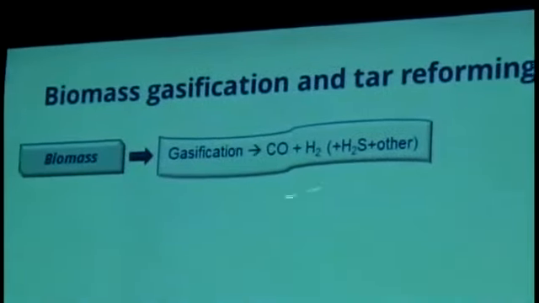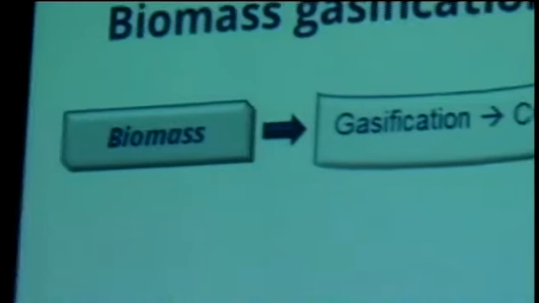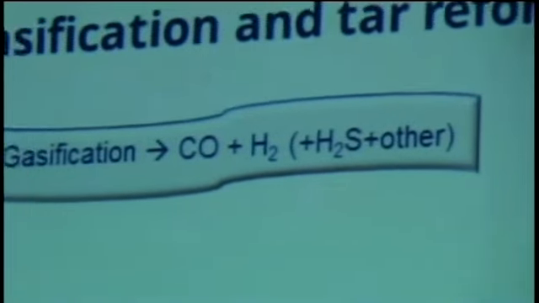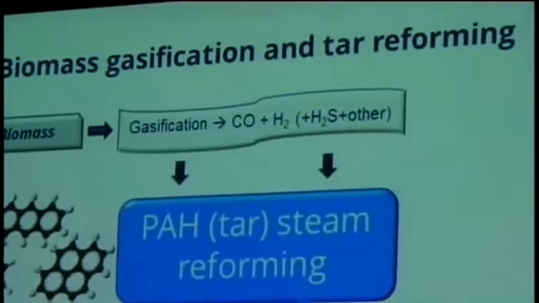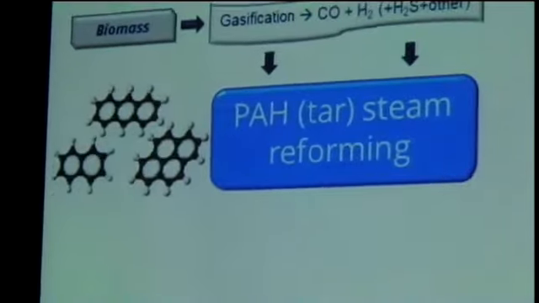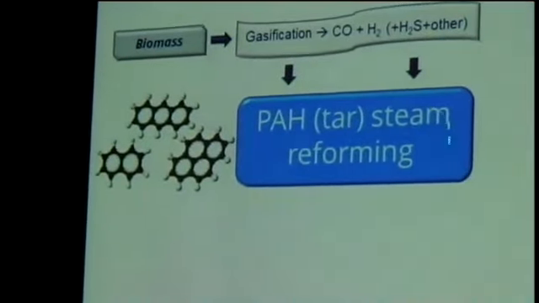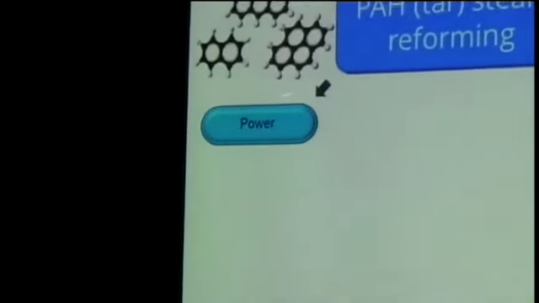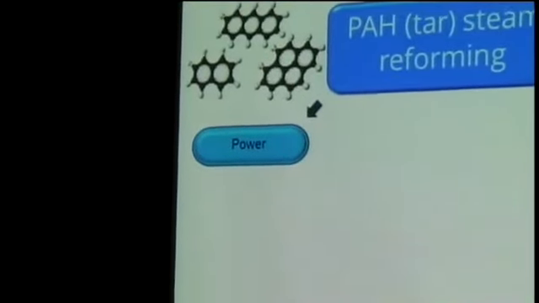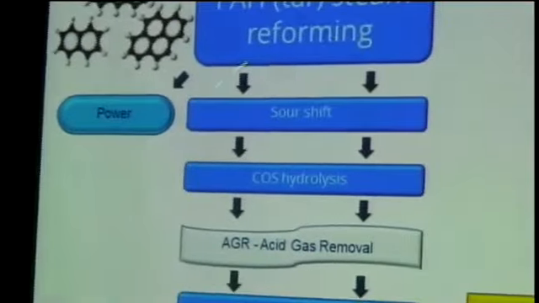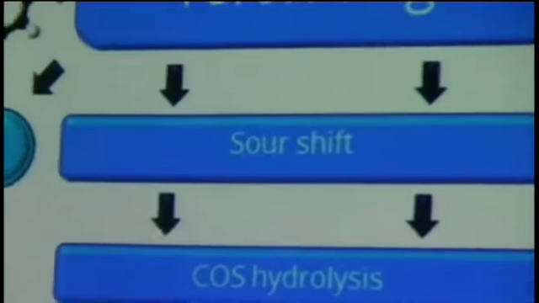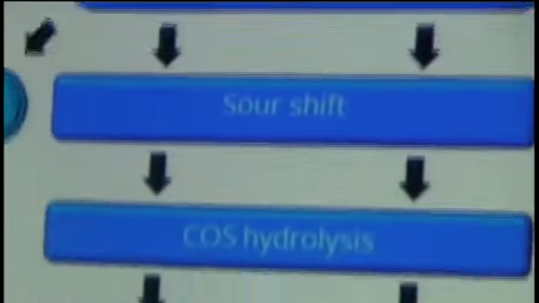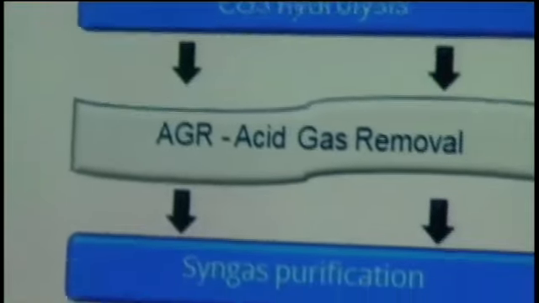Biomass gasification and tar reforming: you take your biomass source, you gasify it to produce syngas, you also have a little bit of sulfur, but some other components. You also form a number of polyaromatic hydrocarbons. You can steam reform them, produce more syngas out of them, and you can send it directly to a gas engine to produce power. But you can also do the classical cleanup, remove the sulfur, purify it. You have a synthesis gas platform, and from there you can go to numerous chemicals.